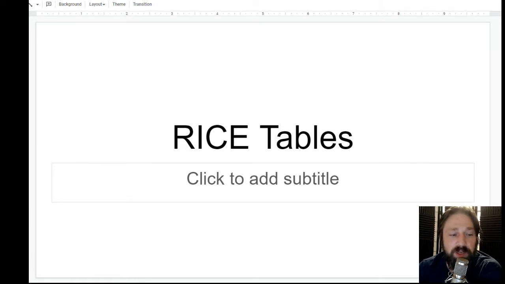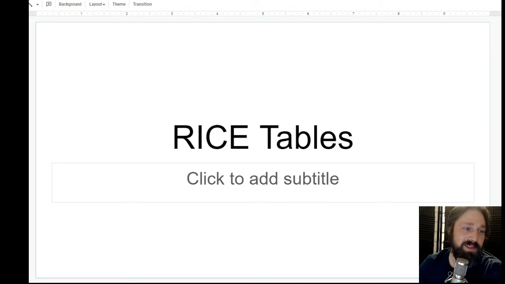So I'm going to run through an example, and we're going to be using something called a RICE table. Now, some people are going to say, I've heard of ICE tables. It's the same thing. You might hear RICE table, you might hear ICE table. I've learned it as RICE, so that's what I use.